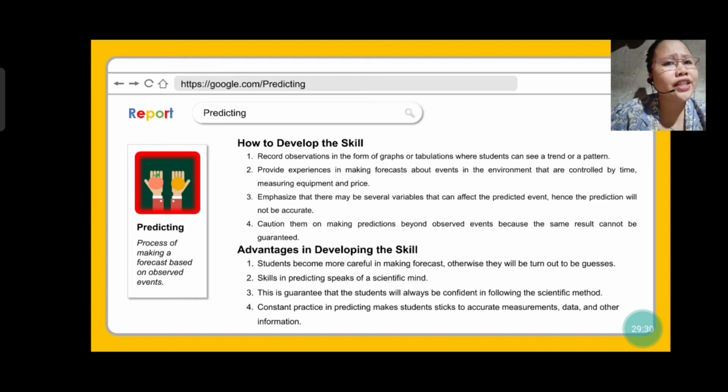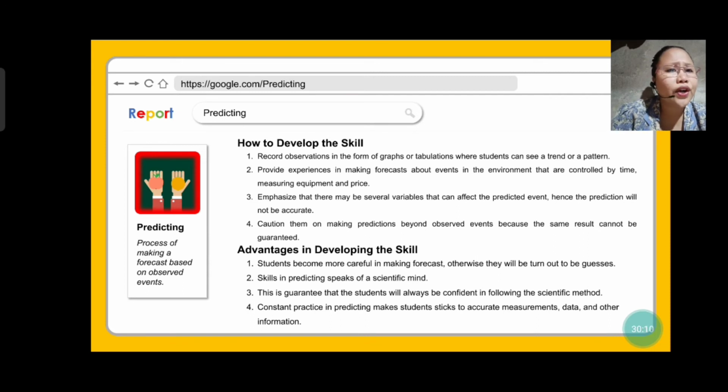Then, third is this is a guarantee that the students will always be confident in following the scientific method. So their predictions will not turn out to be just guesses. This is a guarantee that their predicting skills in the long run will make them confident in following the scientific method, so their predictions are accurate. Of course, they know what the variables are that can affect the predicted event.